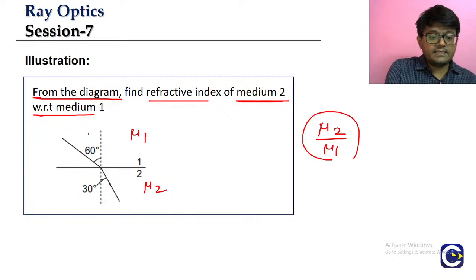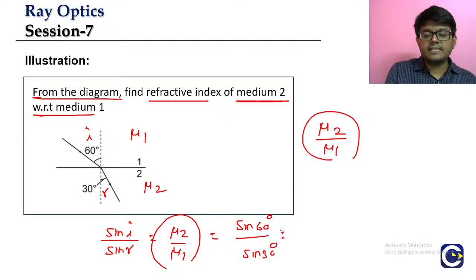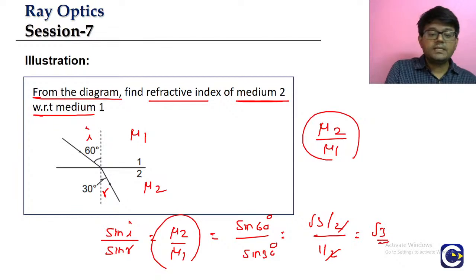Look at this, guys. It's a straight question, right? Snell's law question. I is 60. R is 30. What is the formula? Sin I by sin R is equal to mu 2 by mu 1. This is what they are asking. Sin I means sin 60, divided by sin R means sin 30. Correct. Sin 60 is root 3 by 2. Sin 30 is half. 2 is cancelled. Check it out, guys.